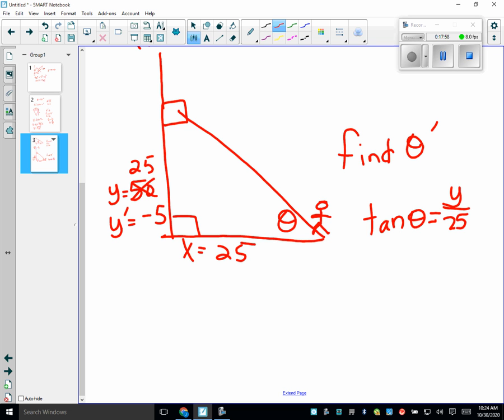Is that true? Yeah. And I need theta and I need y in there because they're changing. What is the derivative of tan theta? Secant squared theta, theta prime, equals y prime over 25.